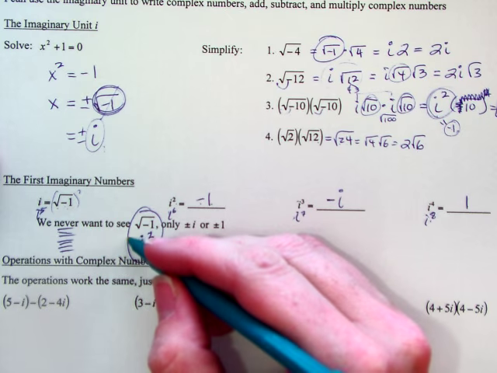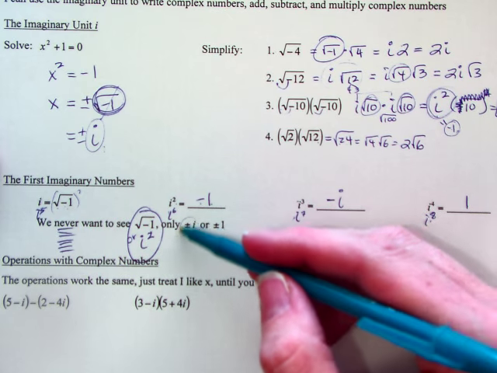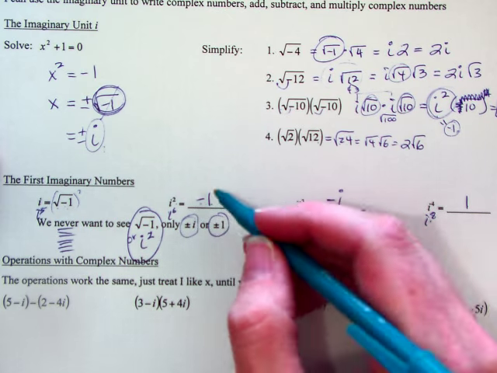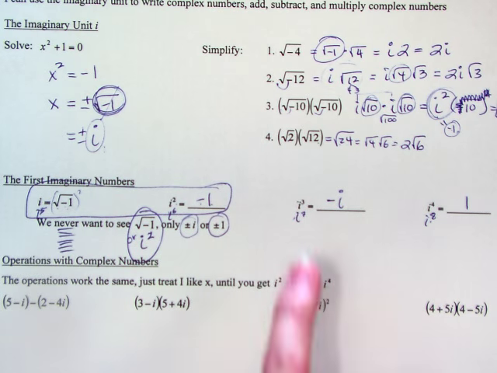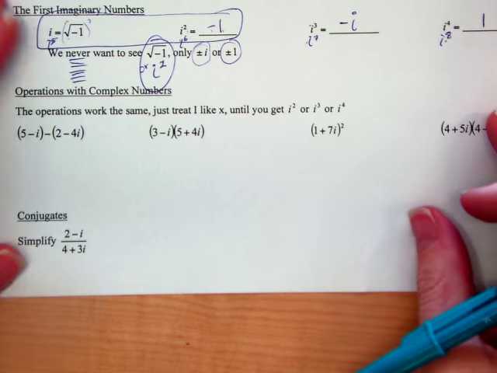Put both of those, either or. You only want to see plus and minus i or plus and minus 1. These are the two we deal with all of the time. You'll rarely see a third or a fourth power. We usually just deal with the i's and the i squareds. So let's talk about what it looks like when you're doing some math with it, some operations.